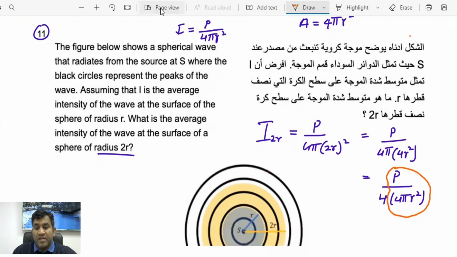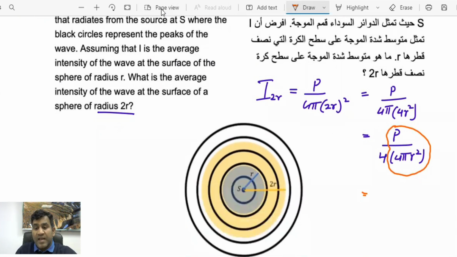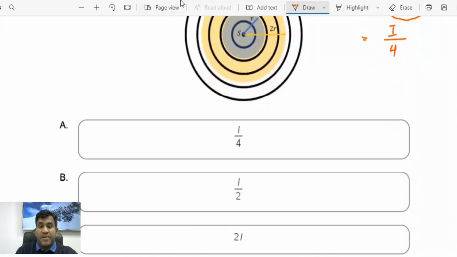So this can be further written as, everything is represented as I. So I can write it as I divided by 4, or 1/4 times I. So this is how the intensity is related. The average intensity will be I divided by 4. Compared to the initial intensity, it has been reduced to 1/4 of its value. As the radius doubles, intensity decreases by this factor. They are inversely proportional.